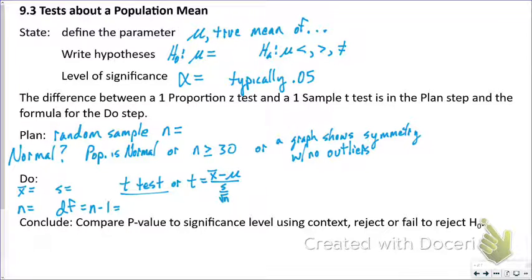So write the name of the test or the formula. Doesn't matter which. When you type everything into the calculator, it's going to give you all the stats. It's going to give you T. Write that down. It's going to give you the p-value. Write that down. And then lastly, we're going to compare that p-value to alpha. Is it bigger or smaller than alpha?